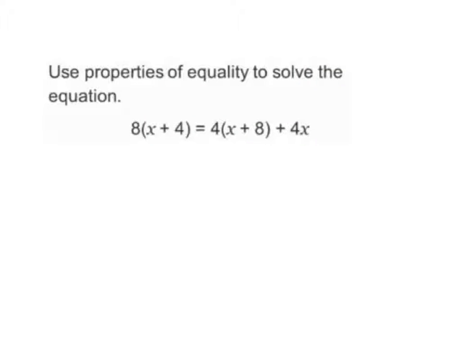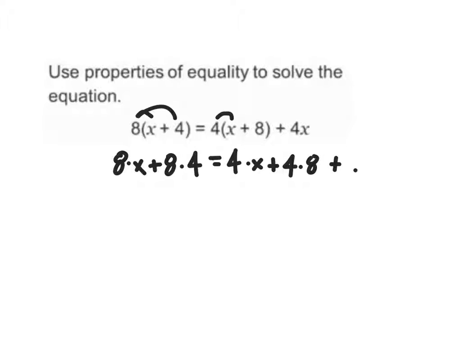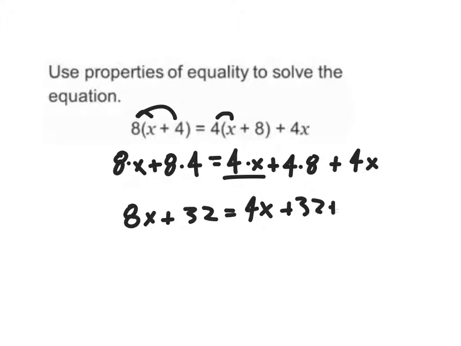Okay, over here, let's take a look. I'm going to distribute my 8. Let's solve this equation. Moving kind of quick. So I'm going to do 8 times x plus 8 times 4. Over here, I'm going to do 4 times x plus 4 times 8. Doesn't really matter, but let's keep that straight. And then plus 4x. Okay, so 8x, and then 8 times 4 is 32. And then I've got 4x plus 32 plus 4x.